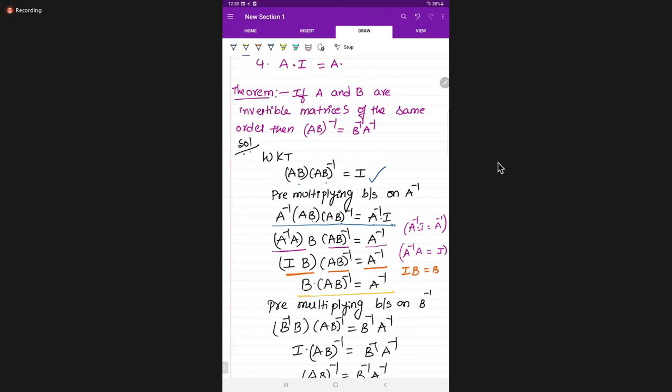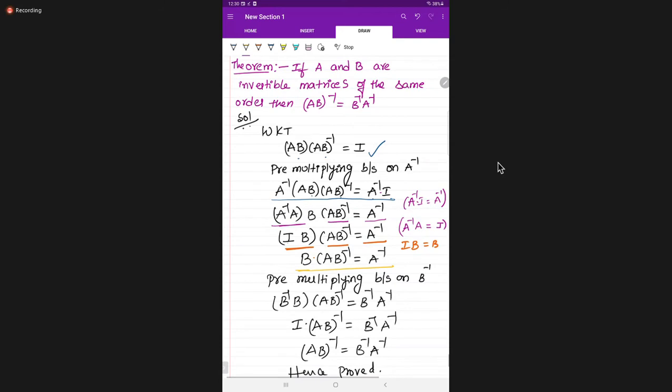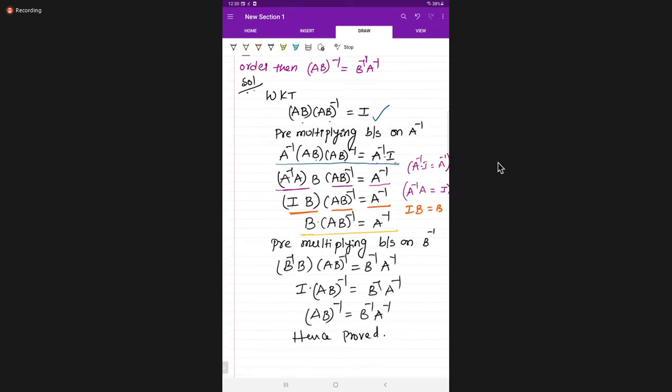Next, both sides multiply with B inverse. Now B inverse into B, (AB)^-1 equals B inverse into A inverse. That B inverse also multiplies with the left side of A inverse only.